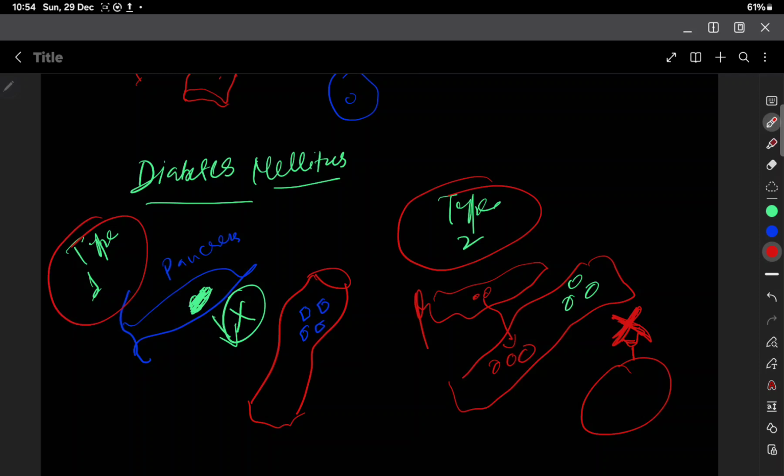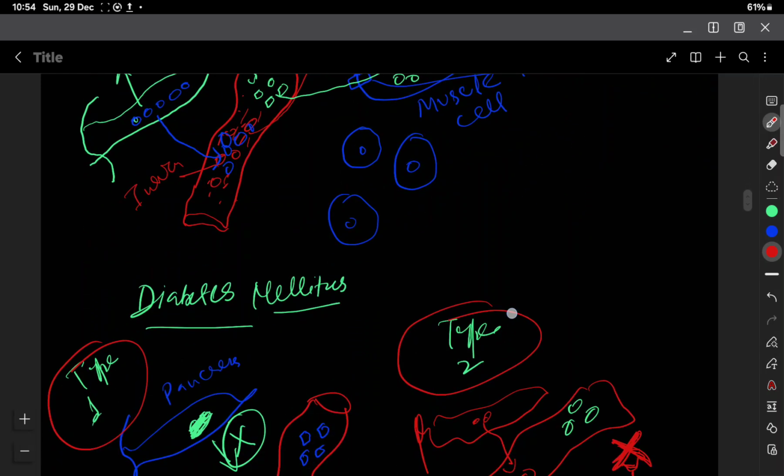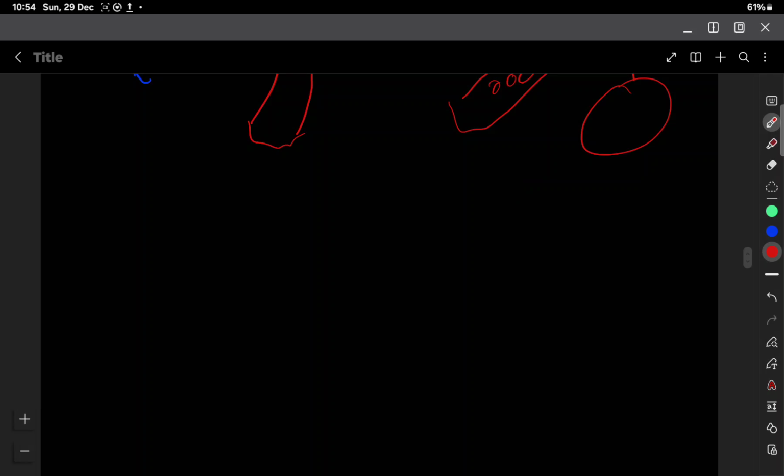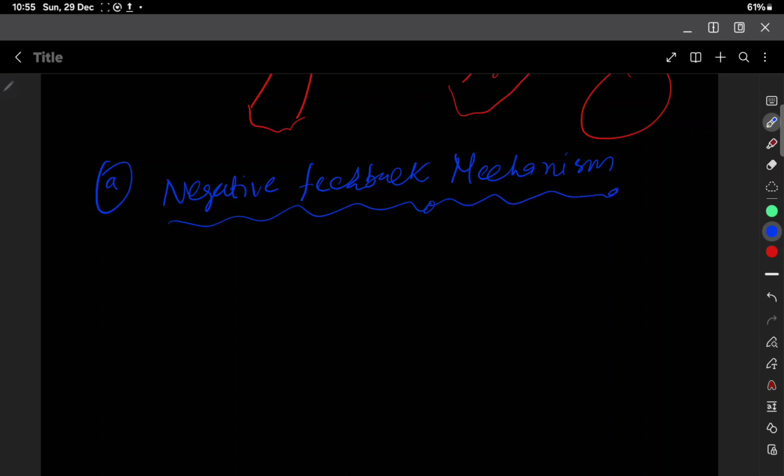Okay, so this was not our topic. Our topic is homeostasis. I explained this because of the example of increase in the blood sugar levels. Now we have two mechanisms, two control systems, we can say. One is negative feedback and the second is positive feedback. The first one is the negative feedback mechanism, and the second one is the positive feedback mechanism.